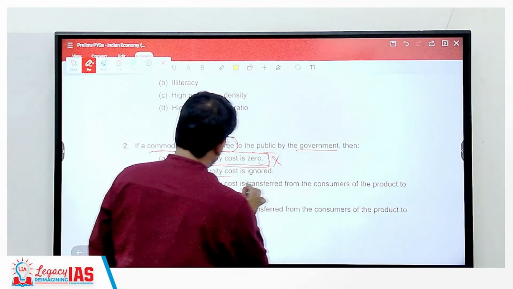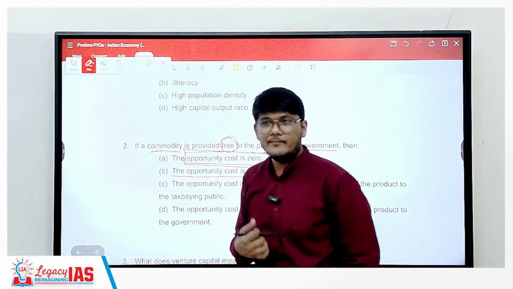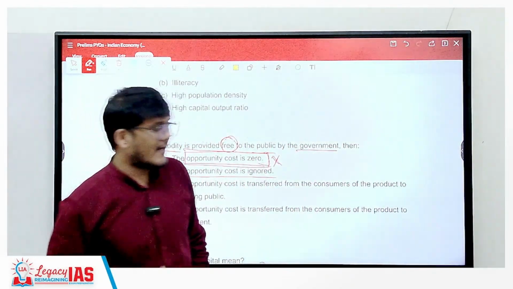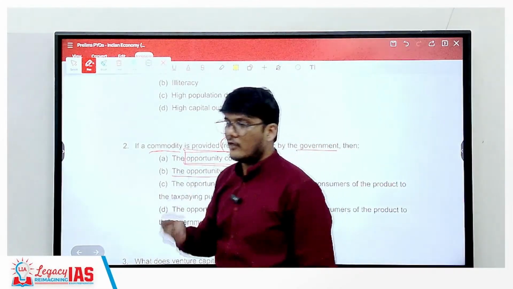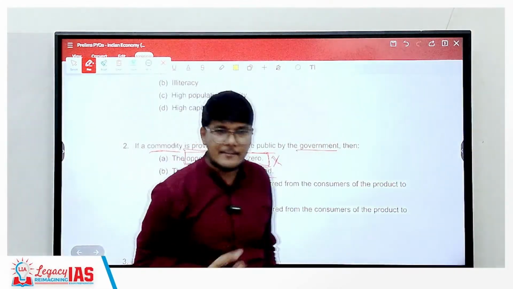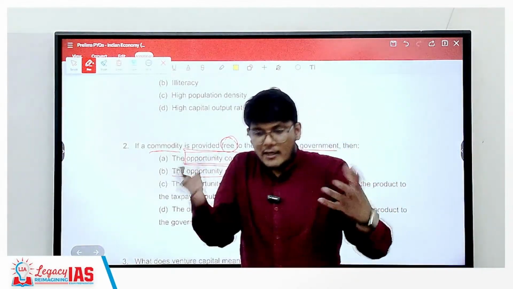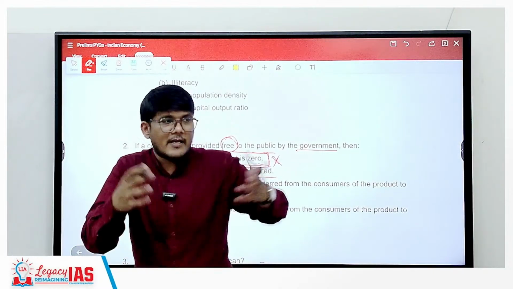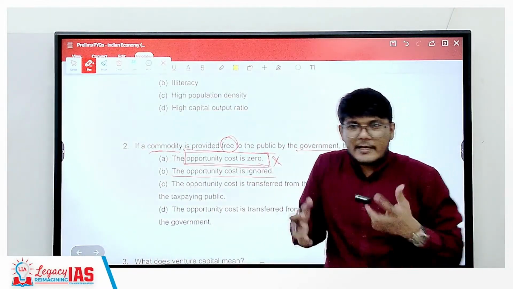The opportunity cost is ignored? No. You can't just ignore it like that. And in a developing country like India, how can you ignore the opportunity cost? In fact, opportunity cost will be one of the bases for planning. If I want this, I have to let go of this, especially for a developing country like India, wherein we have so much limitation of resources. So we have to take a call.